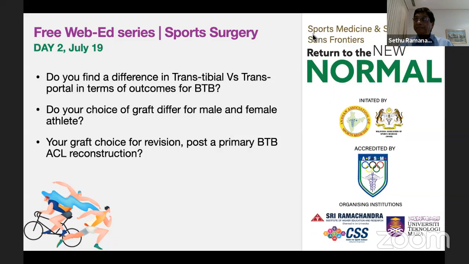Your choice of graft for revision after a primary BTB ACL reconstruction would be? I mean, at the moment, I'm in isolation over here. Everybody around me is doing hamstrings. So when they all fail, I'm the best man because I do the BTB. So it's not a big issue. So I think BTB. But obviously, if my BTB fails, unfortunately, we don't have the luxury of having an allograft over here. So I would go for a quadruple hamstring. I think quadruple hamstring, that's what I would do.